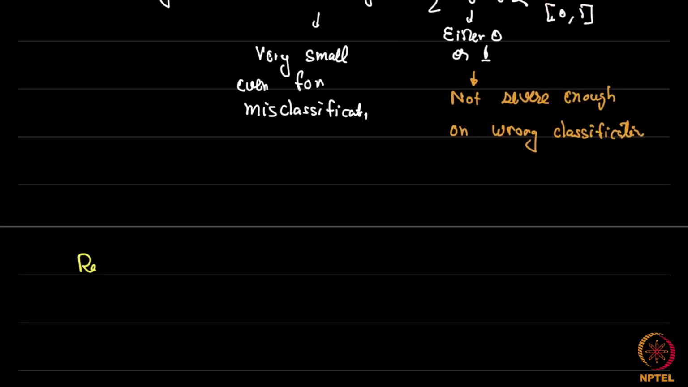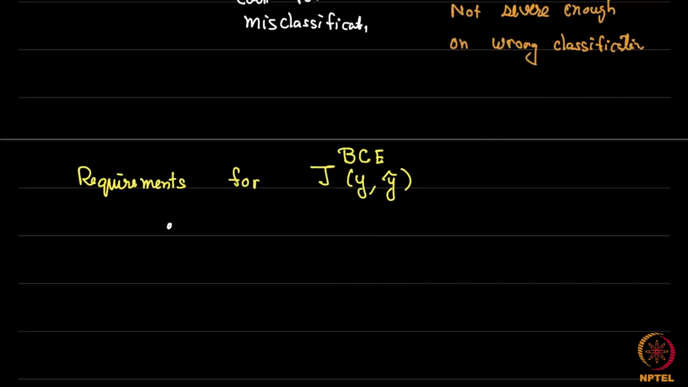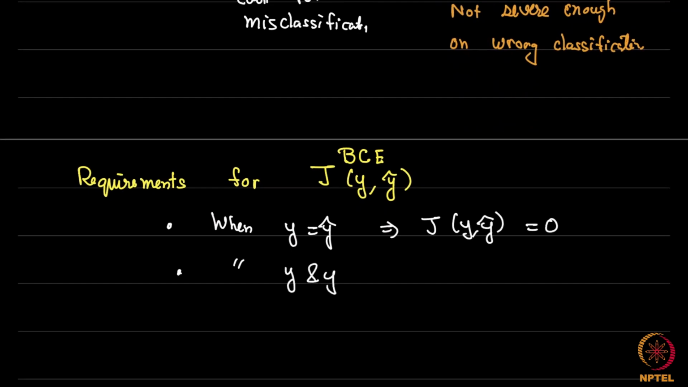So the requirements for a general, we are going to call it binary classification. I am going to finally call it BCE for another reason. But for binary classification, we have some requirements. One, of course, is when y equals y hat, that is when you classify correctly, this means J of y hat should, of course, be 0. But when y and y hat are completely off, by completely off, I mean y hat says approximately 1 when y is exactly 0, then we want J of y hat to be very high.